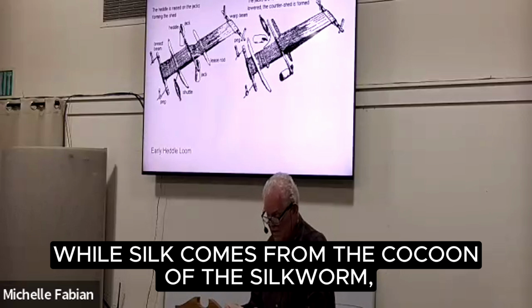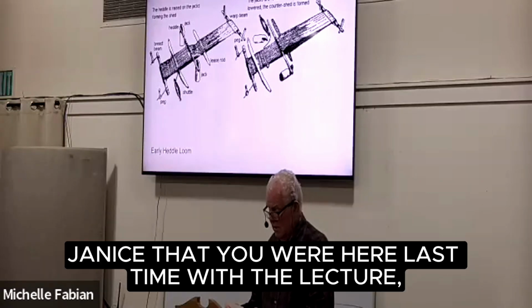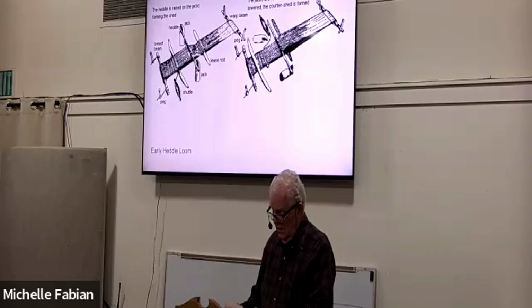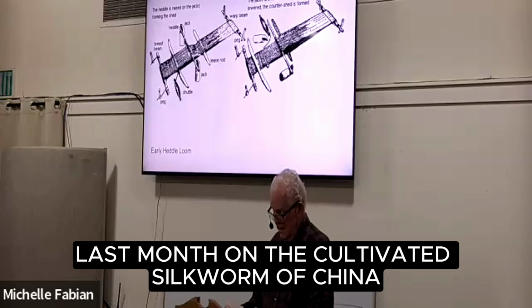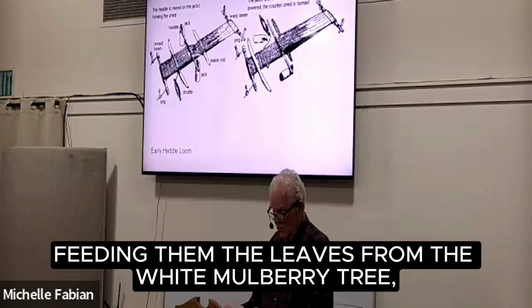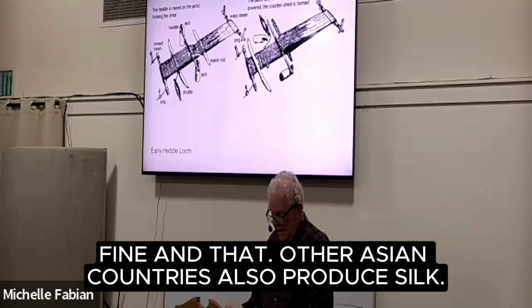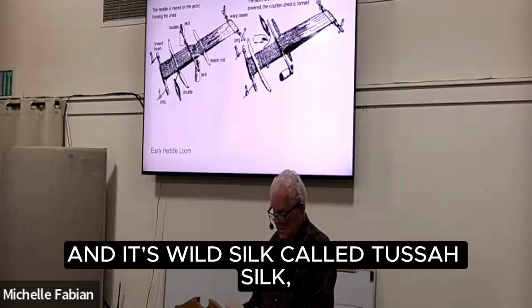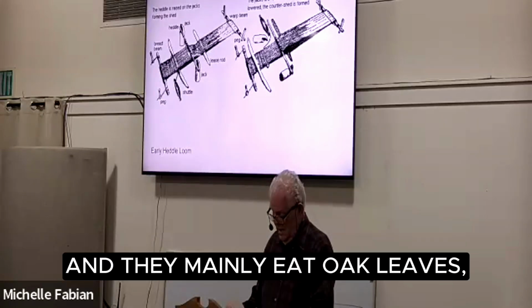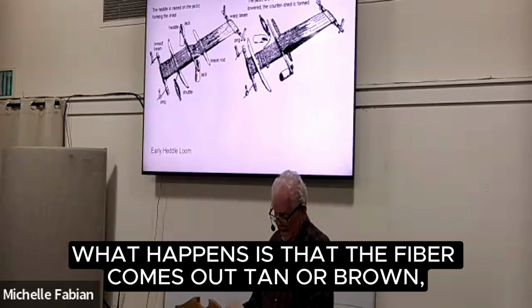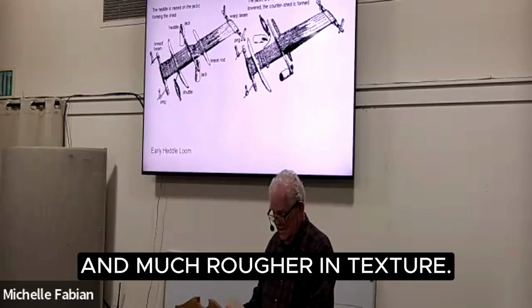Silk comes from the cocoon of the silkworm. Janice, if you were here last time, the lecturer Janice Stockard gave a wonderful talk last month on the cultivated silkworm of China and Japan, feeding them the leaves from the white mulberry tree, giving them the white silk, beautiful texture, fine. Other Asian countries also produce silk, and it's wild silk called tussah silk. They mainly eat oak leaves, which are not as tender as the mulberry, so the fiber comes out tan or brown and much rougher in texture.